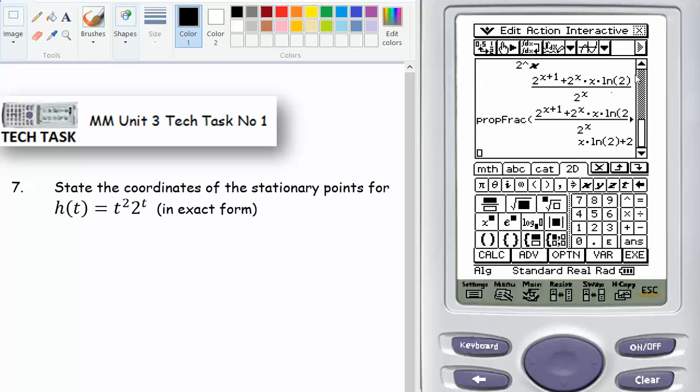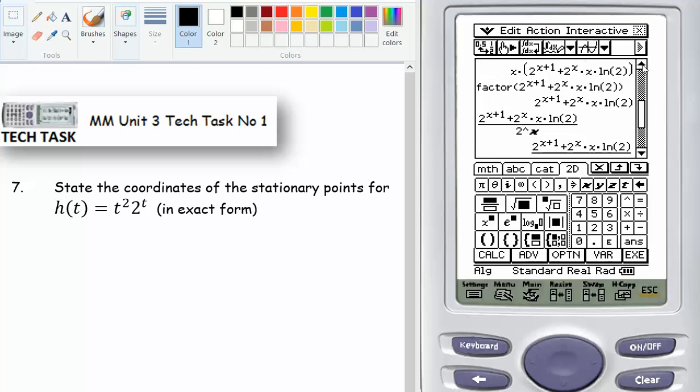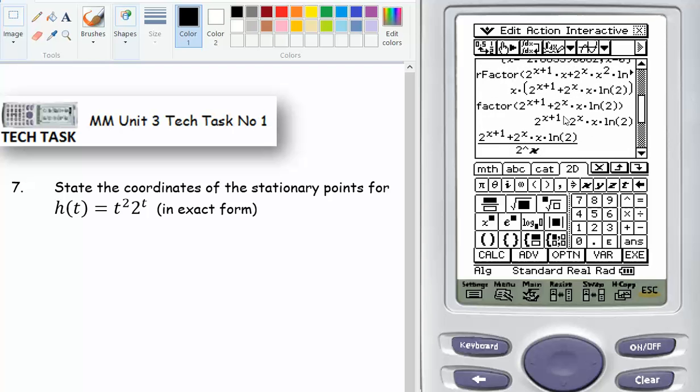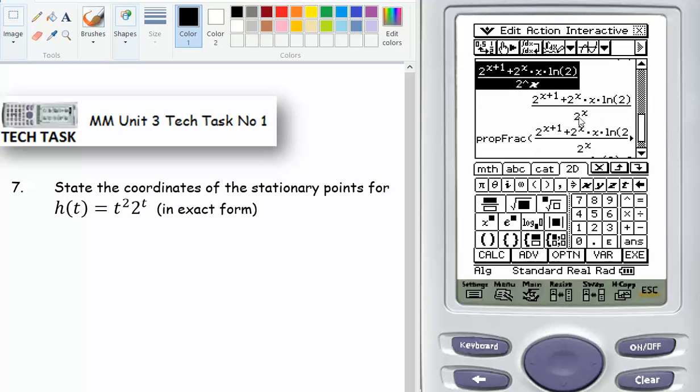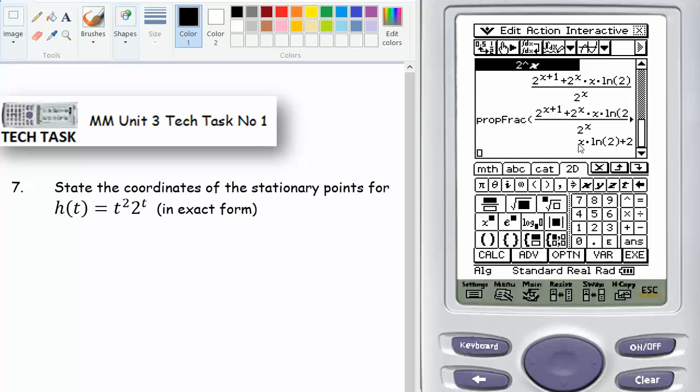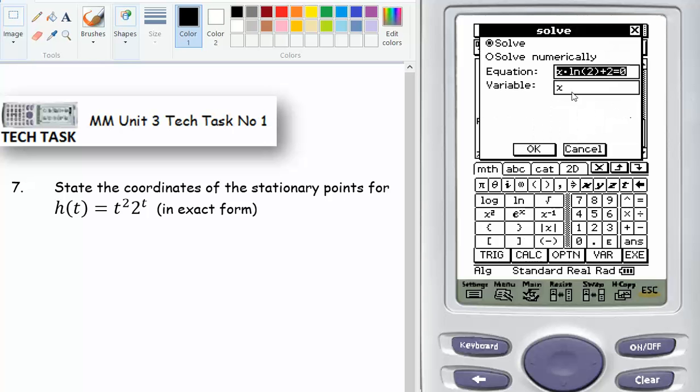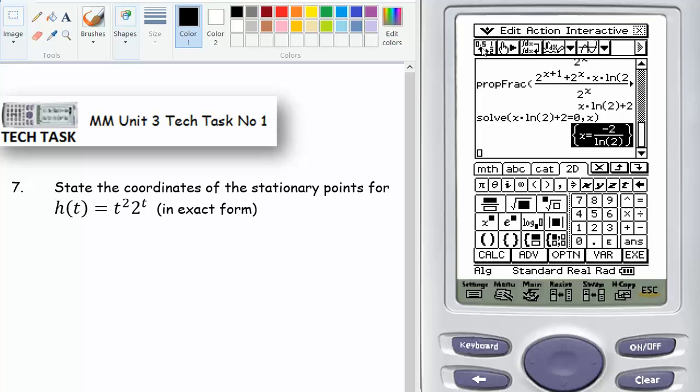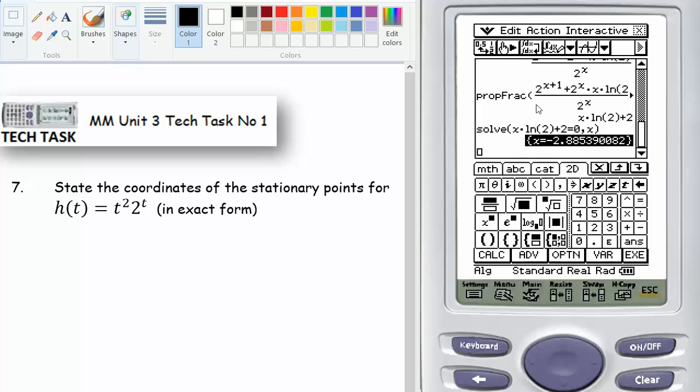Okay, so when I took my derivative and I factorized it, it gave me two factors, this one and this one. This one gives me my 0, 0. This second factor will give me my other stationary point, and I recognize that I had a common factor of 2 to the power of x, so I divided it by 2 to the power of x. And when I divided that by 2 to the power of x, it gave me this. So this is my second factor. If I set that equal to 0, solve for x, there is my second, and if I put it into decimal form, negative 2.885.